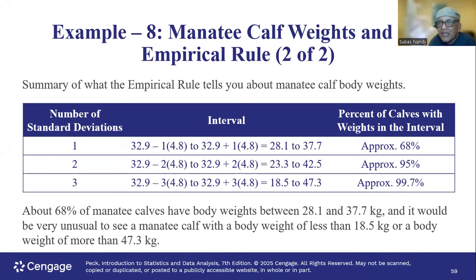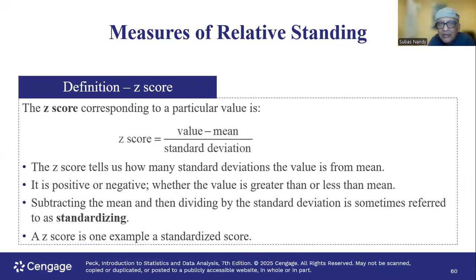If you go two standard deviations on the left of the mean, two standard deviations on the right of the mean, establish two boundaries, draw two vertical lines, approximately 95% of the data will fall between 23.3 and 42.5. And if you go three standard deviations on the left of the mean, three standard deviations on the right of the mean, it is approximately 99.7%.